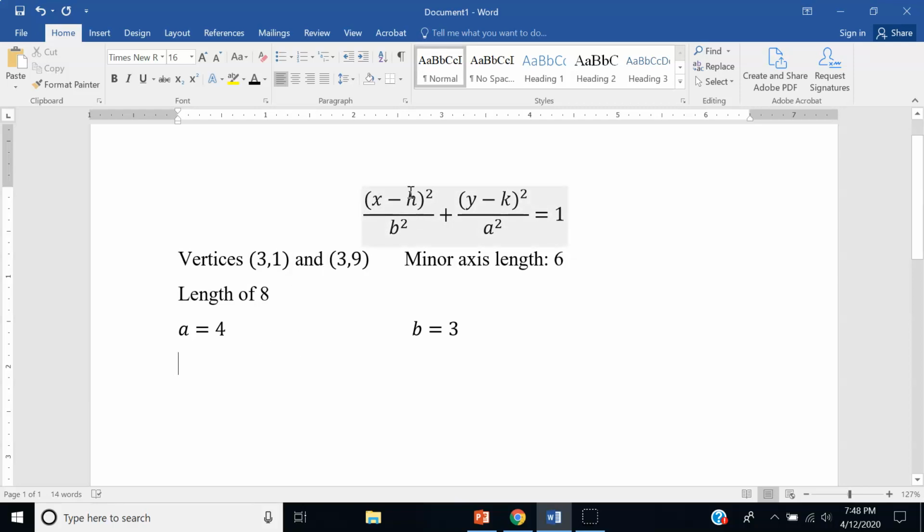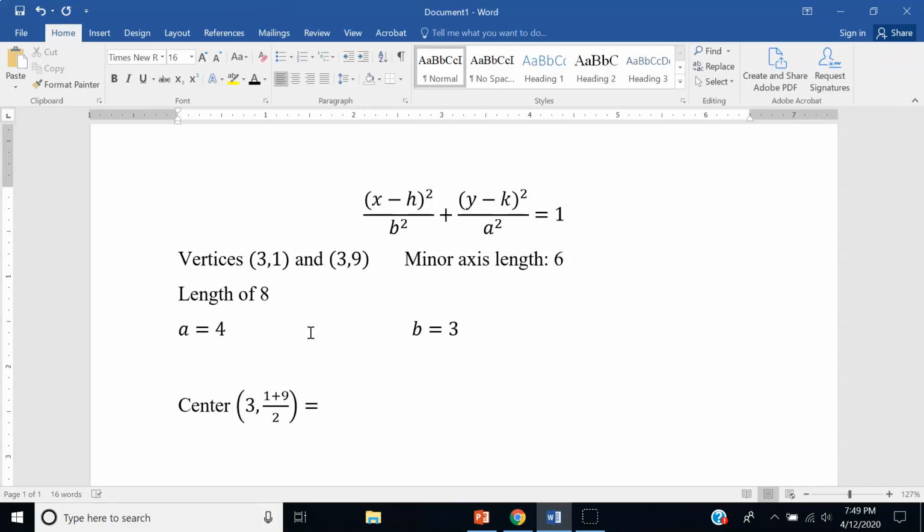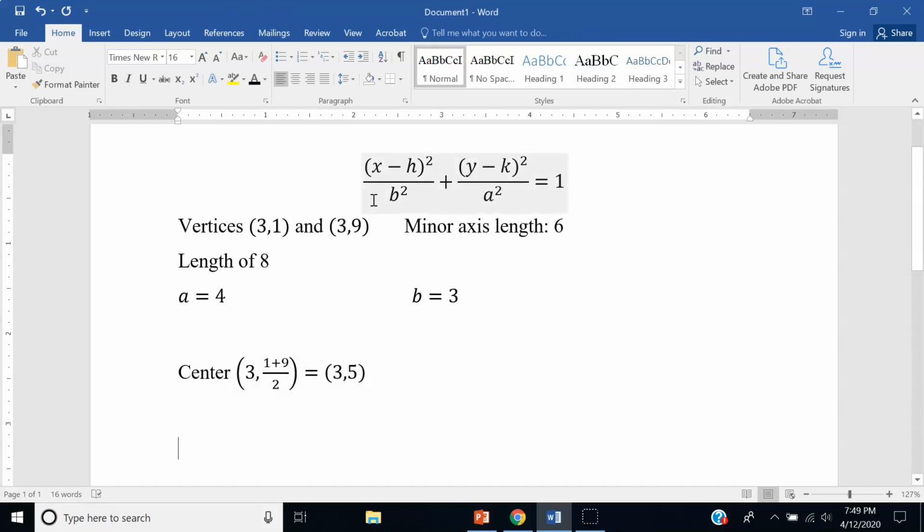And then in order to find the center, which is the only other thing we need for this, we just have to find the midpoint of 3, 1 and 3, 9. So the center of those 2 points, well, how do we get halfway between 1 and 9? We've done this a number of times. Halfway between 1 and 9 is going to be 5, right? So 3, 5 is the center of this ellipse.